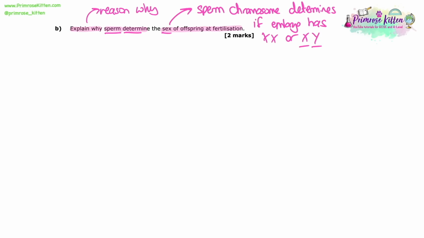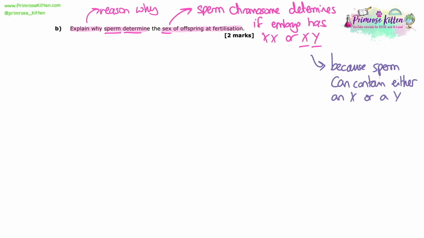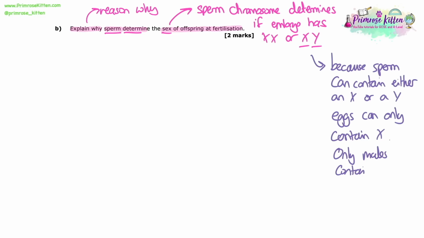Explain why sperm determine the sex of offspring at fertilization. So the reason why is what we need to try and say here. Why does sperm chromosome determine if an embryo has XX or XY? And this is simply because sperm can either contain an X or a Y, depending on which chromosome is present out of the 2 options. Eggs can only contain X chromosomes because female cells can only donate an X chromosome to each gamete.